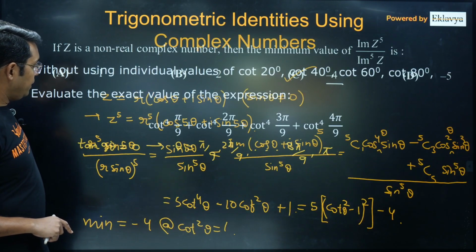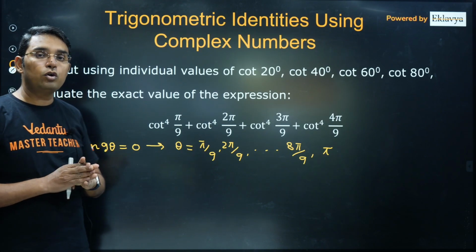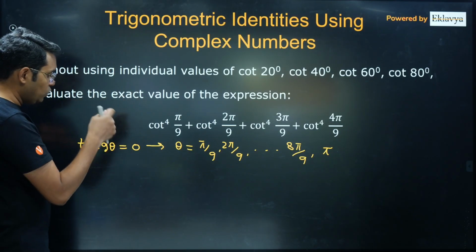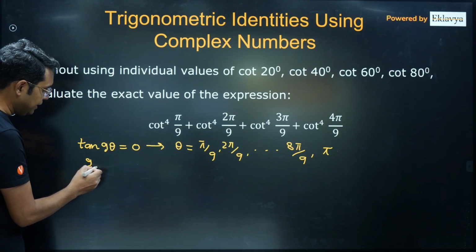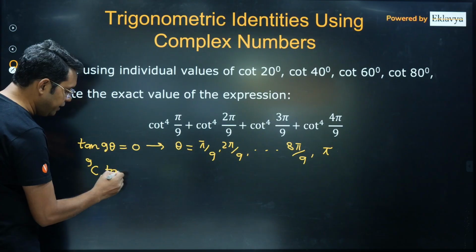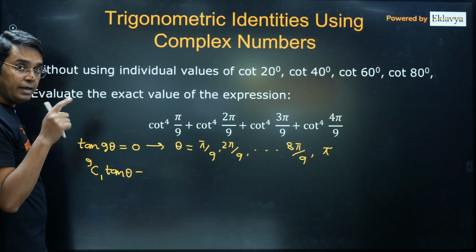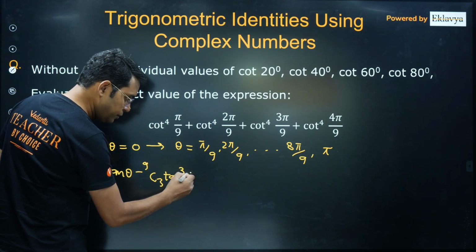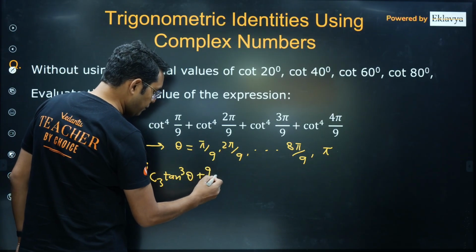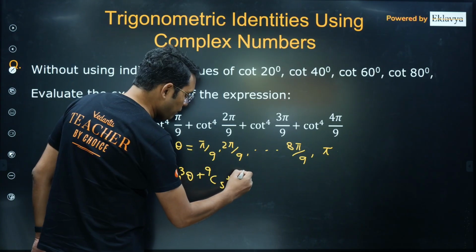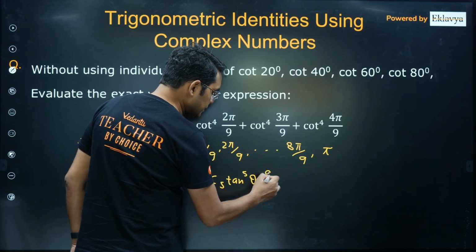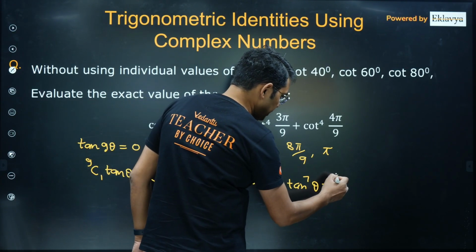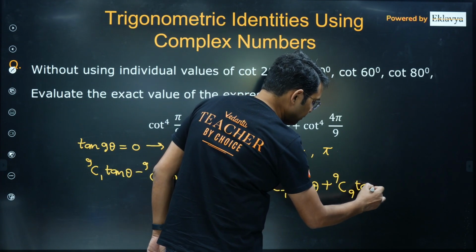Because it is equal to 0, I need not bother about the denominator. I will be writing it directly for the numerator. So tan 9 theta means it will be 9c1 tan theta. Only odd powers are coming in the numerator, so minus 9c3 tan cube theta, plus 9c5 tan raised to the power 5 theta, then minus 9c7 tan raised to the power 7 theta, and plus 9c9 tan raised to the power 9 theta.